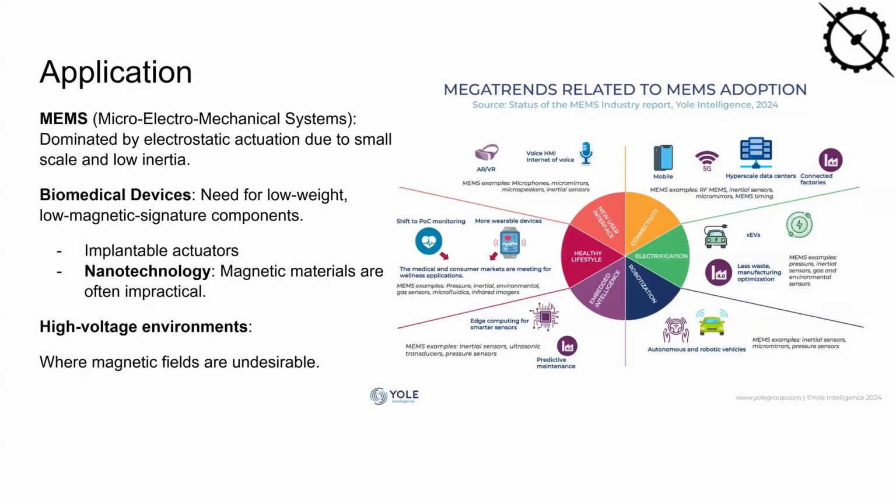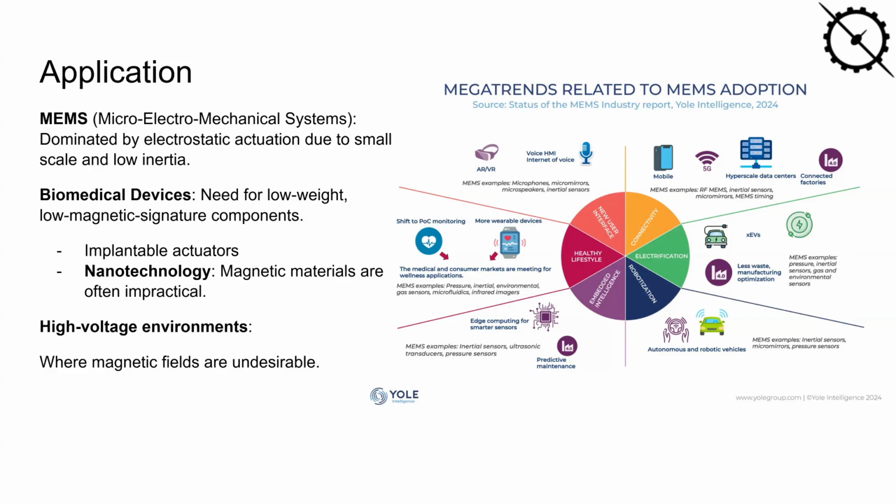And so some applications of the electrostatic motor are microelectromechanical systems, right? Anything that's smaller, having low inertia, will have a very high advantage with this. Medical devices need low weight and low magnetic signature components, any implant actuator, any nanotechnology that is not using magnetic material, right? At the same time, high voltage environments.